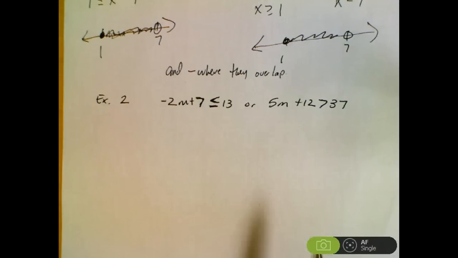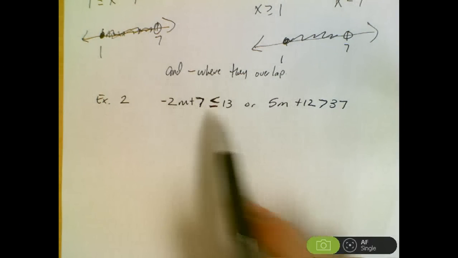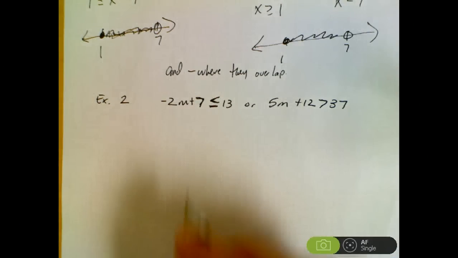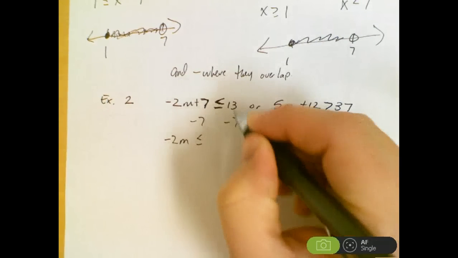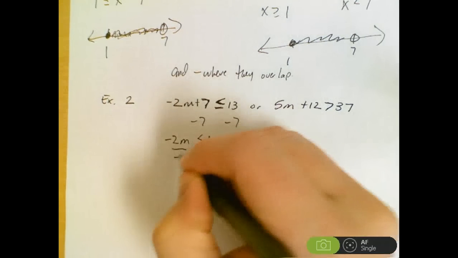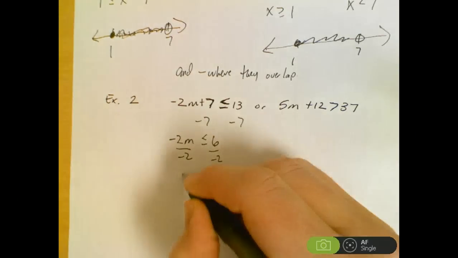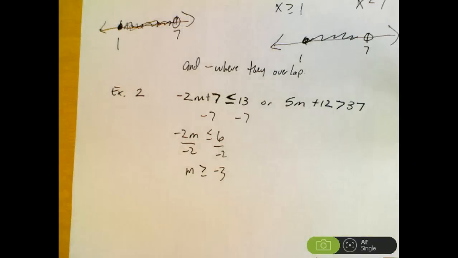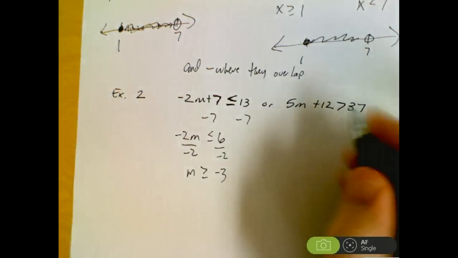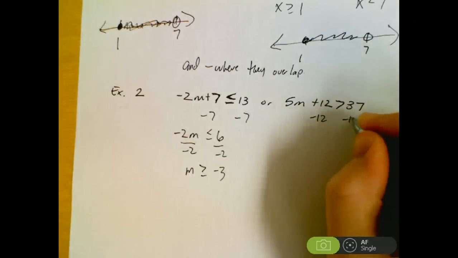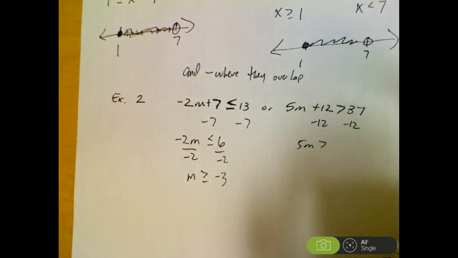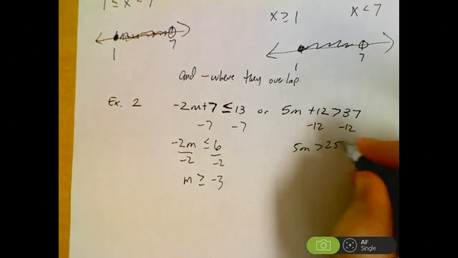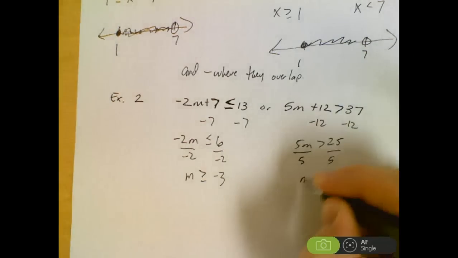Now, if we get to an "or" problem, it's this inequality or this inequality. We've got to solve both of them. So minus 7, negative 2m is less than or equal to 6. Divide by negative 2. Well, I got to switch that sign. So m is bigger than negative 3. And then over here, now I want to subtract 12. 5m is bigger than 25. Divide by 5. M is bigger than 5.